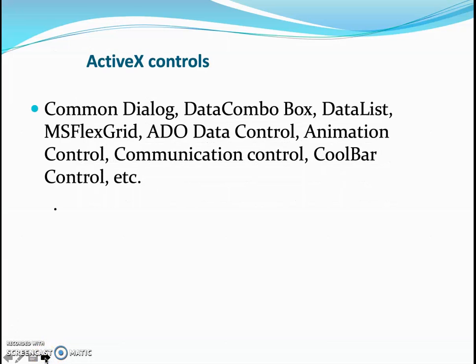Next come the ActiveX controls. All the controls which exist as separate files with the extension .ocx are called ActiveX controls. These controls are available in all versions of the Professional and Enterprise Visual Basic Edition. The ActiveX controls are Common Dialog, Data Combo Box, Data List, MS Flex Grid, ADO Control, Animation Control, etc.